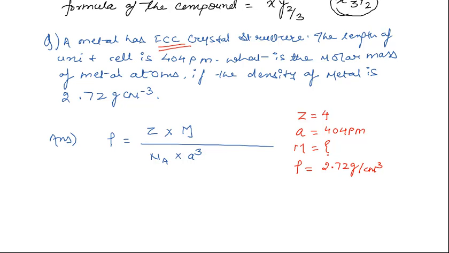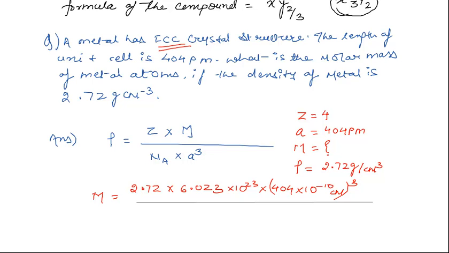So the molar mass will be equal to the density, that is 2.72, into Avogadro number, 6.023 into 10 to the power 23, into the edge length, that is 404 into 10 to the power minus 10 centimeter, cubed, and divided by Z, that is the number of particles. So just calculate this, and I'm telling you the answer over here, that is equal to 27 gram per mole, right?